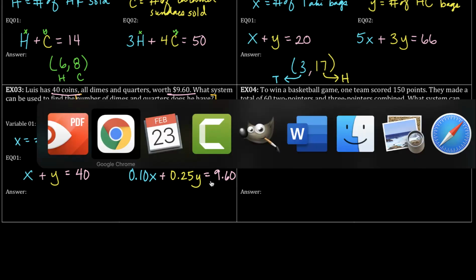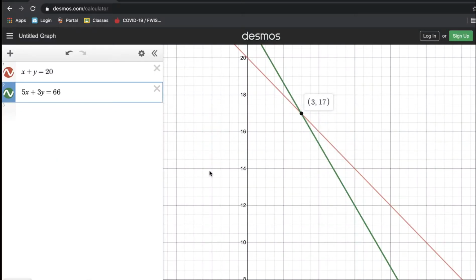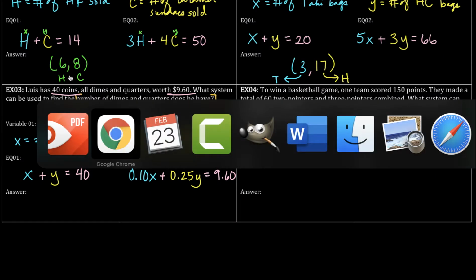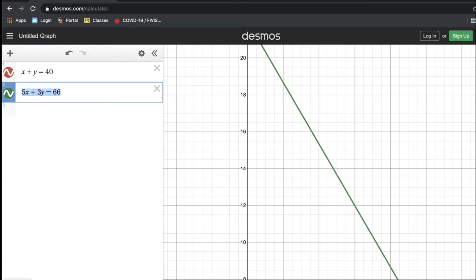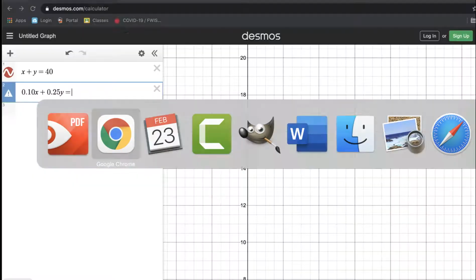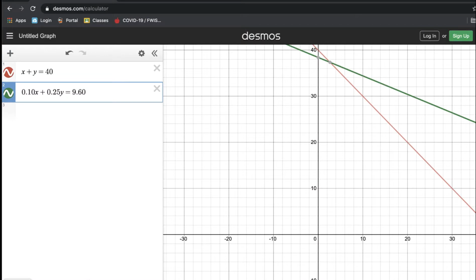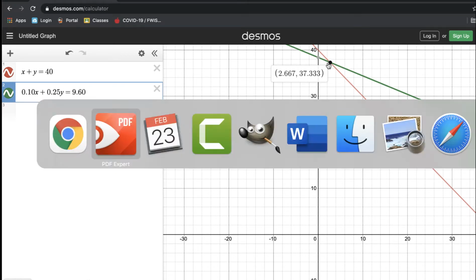So let's try this. X plus y equals 40. And then 0.10x plus 0.25y equals 9.60. Now I need to zoom out. That one was weird, but that's why we're using the calculator, because this wouldn't even make sense in real life. 2.66 dimes and 37.33 quarters.